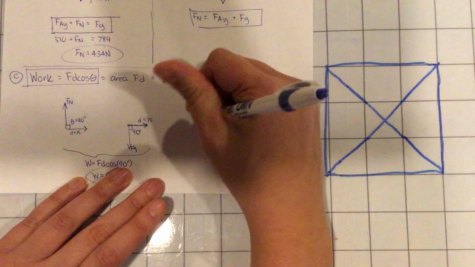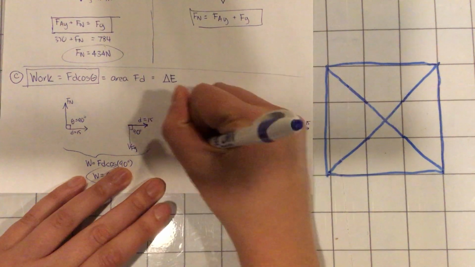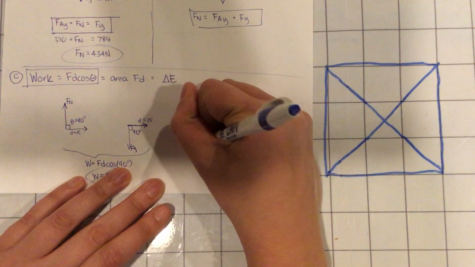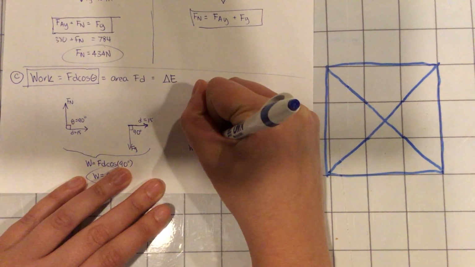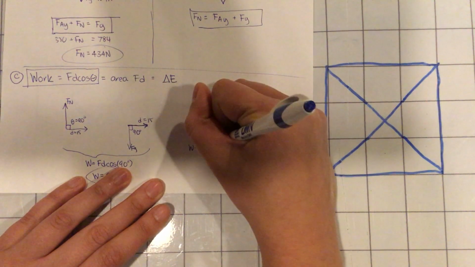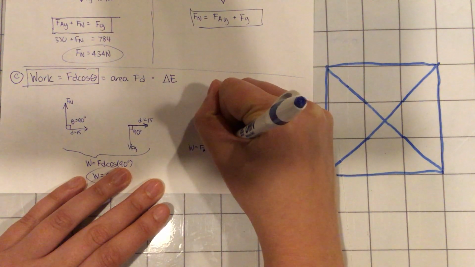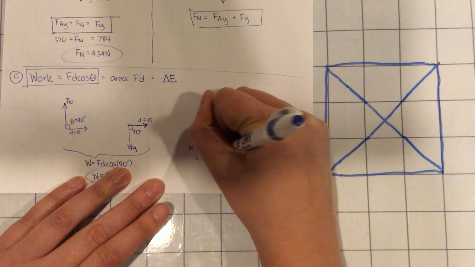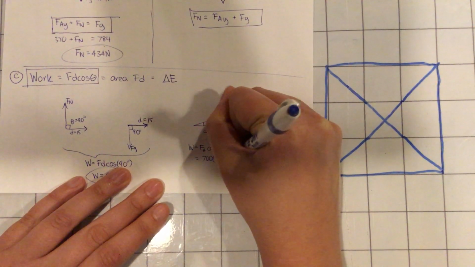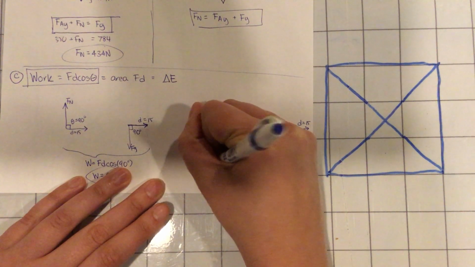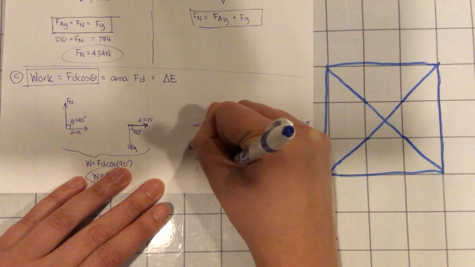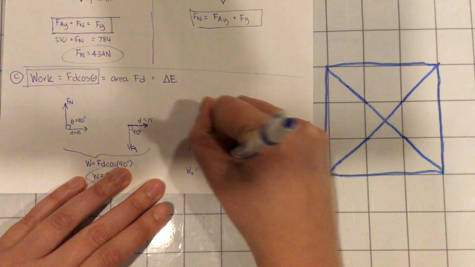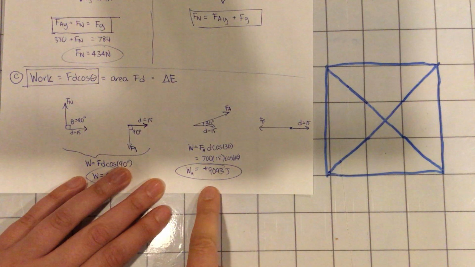The applied force would be Fd cosine theta, where F is going to be the magnitude of the applied force, D is going to be 15, and theta is going to be 30 degrees in this case. So it would be 700 times 15 cosine 30, and that's where I get the 9,093 joules for the work done by the applied force. This is positive because it's adding energy to the system.